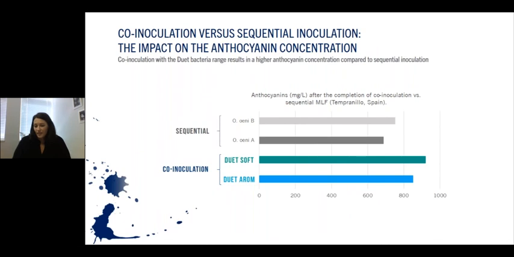Question I have, what is the impact on color? So we looked at the anthocyanin concentration, and here we specifically compare two blended cultures in co-inoculation with two single Oenococcus oeni cultures in sequential, and clearly there is a significant increase in the anthocyanin concentration with the co-inoculation compared to sequential.